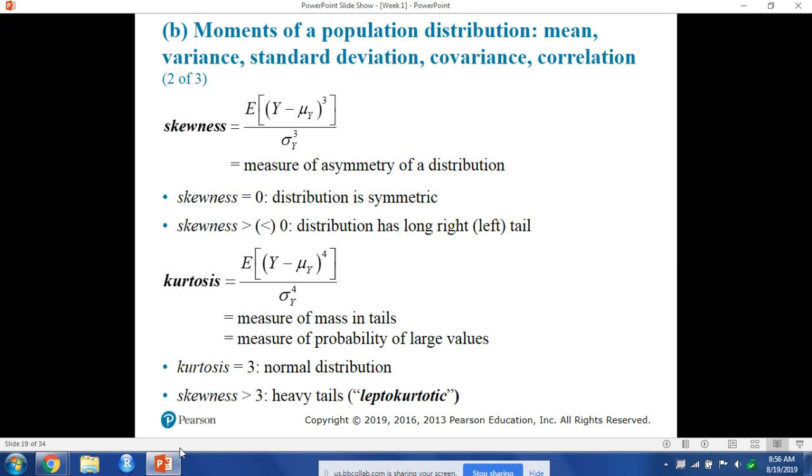The third moment is called skewness, which is how off-center the probability distribution is. A normal distribution would have a skewness of 0. Kurtosis is the fatness of the tails and really tells us the likelihood of larger values.